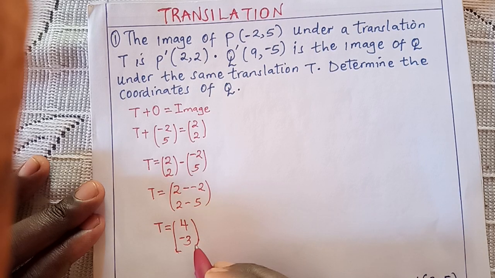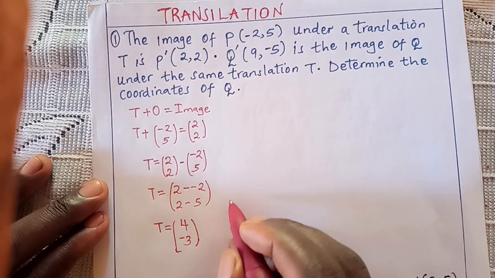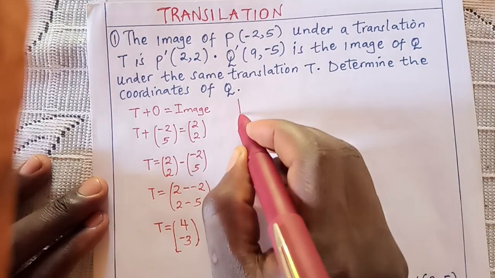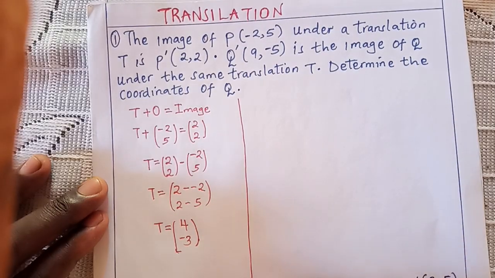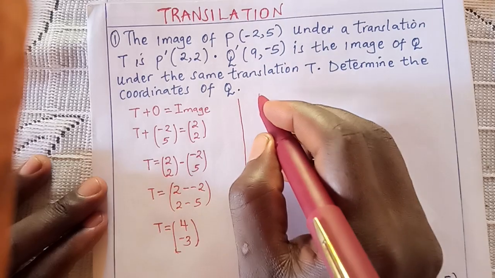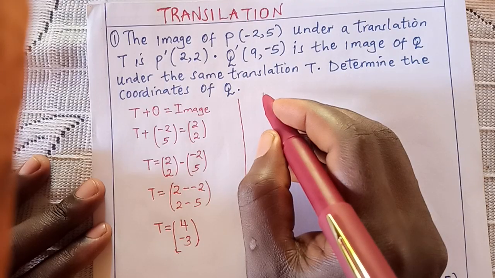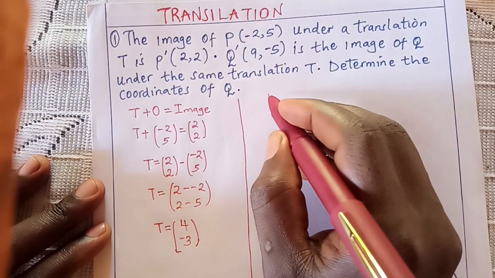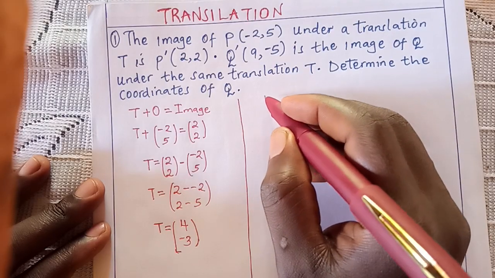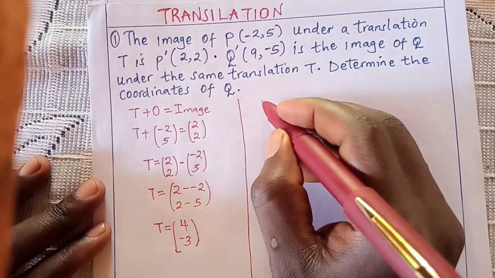Now let us proceed to the second part that says the image of Q, given by the coordinate (9, 5), under the same translation, that is T. We are supposed to determine the object coordinate of Q. Now this one is even simpler than we thought. We already have our translation as (4, negative 3). Now what we want to work out is the object coordinate. We have also been given the image coordinate for Q.